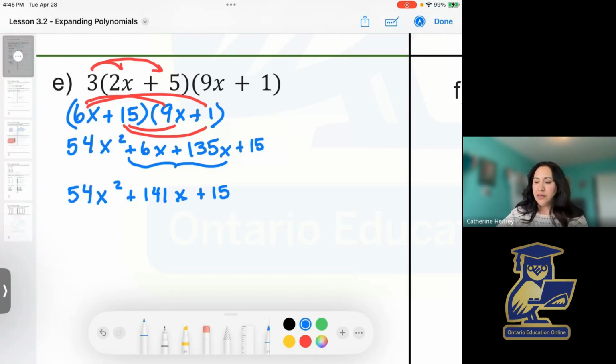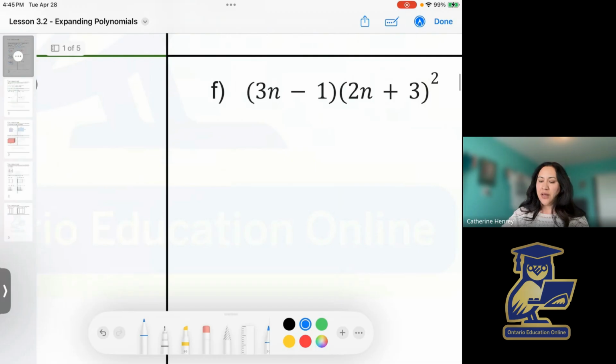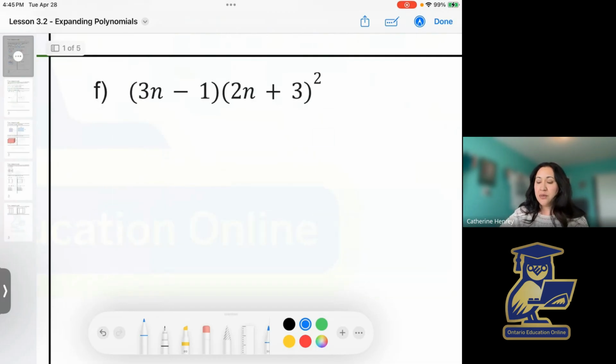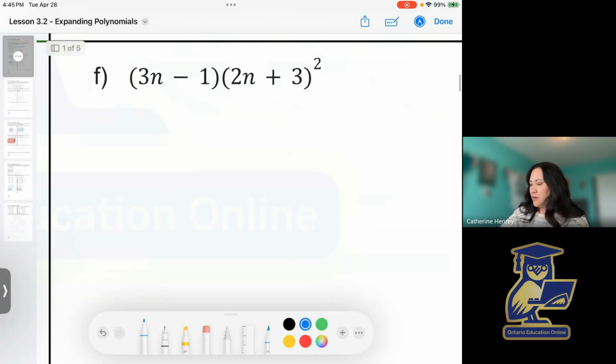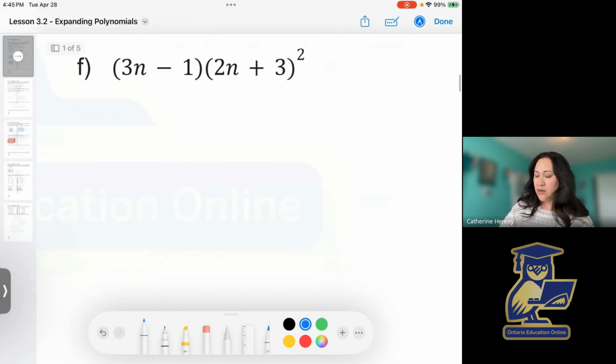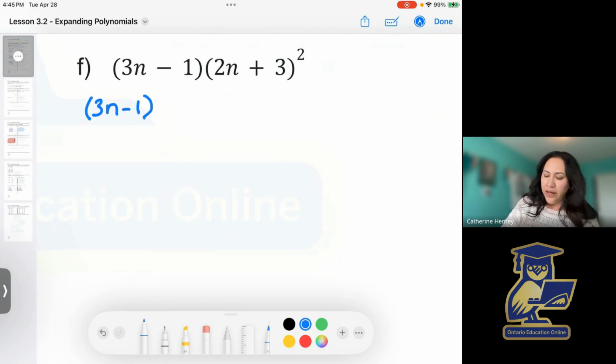We'll take a look at f. This one's a really long one because we have a binomial times a binomial squared. So let's take a look at what we have. We might want to deal with the squared one first. With multiplication, it actually doesn't really matter. So let's do that. Let's keep 3n minus 1. And then we'll have times 2n plus 3 times 2n plus 3.